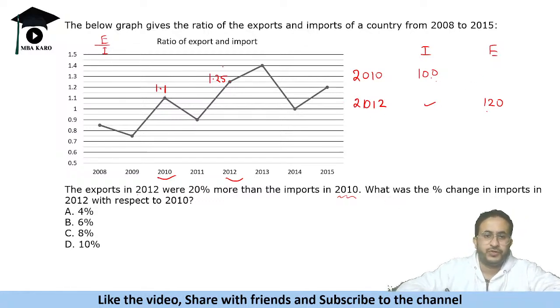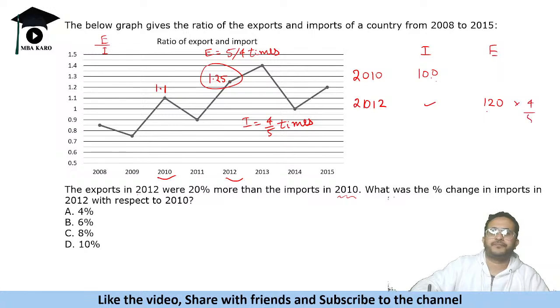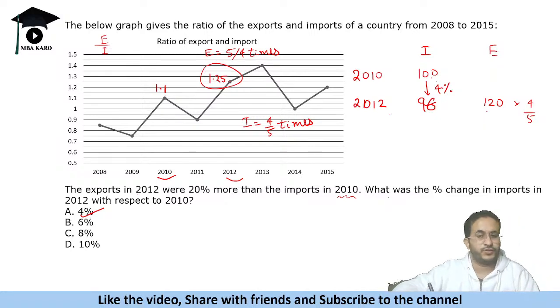Now in 2012 the ratio is 1.25. 1.25 means 5 by 4 times. So export is 5 by 4 times of import. So import will be 4 by 5 times. Okay. 4 by 5 of this is 24 into 4, 96. 96 आ जाएगा. The percentage change is 4%. The answer is 4%. Okay. So we assume this to be 100. This is 120 given in the question. So this turns out to be 96. This we do not have to use. Right? So 96 हो गया. So that means there is a 4% change in import.